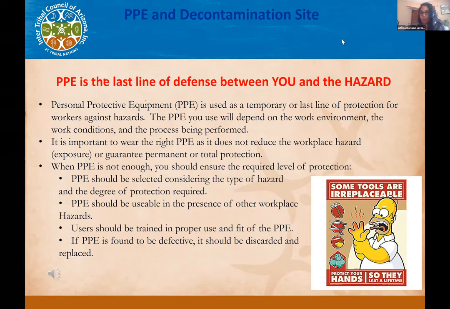Employers are required to train each worker required to use PPE to know when it is necessary, what kind is necessary, how to properly put it on, adjust it, wear it, and take it off, the limitations of the equipment, and proper care, maintenance, useful life, and disposal of the equipment. If PPE is found to be defective, it should be discarded and replaced.